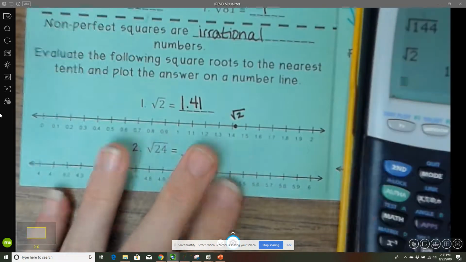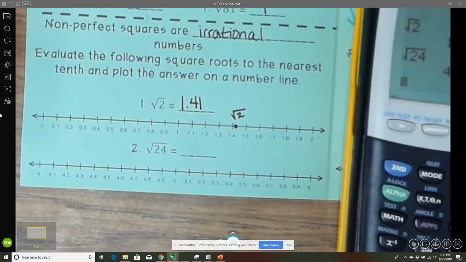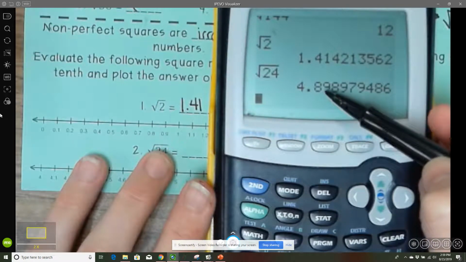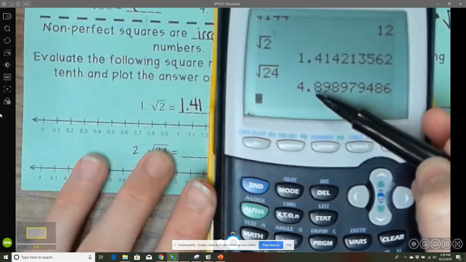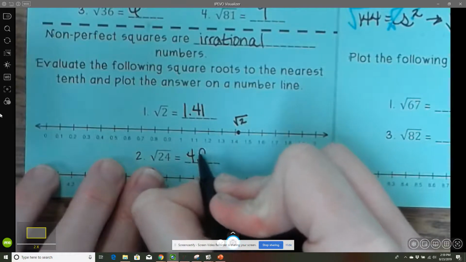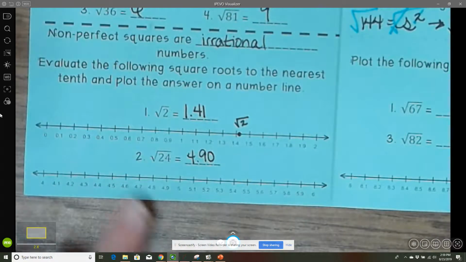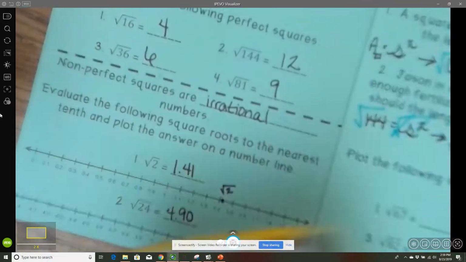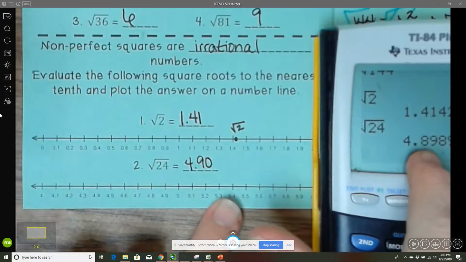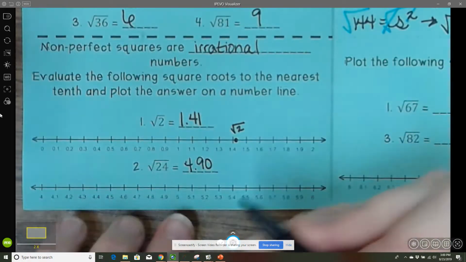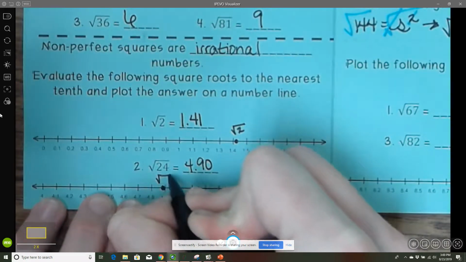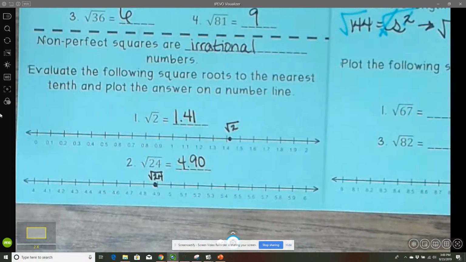All right, the next one is the square root of 24. Again, we're going to round to 2 decimal places. We look at the 8, and the 8 says go up. So the 9 goes up to a 10, and the 8 goes up to a 9. Our answer here would be 4.90. But we know that it's not quite at 4.9, so I'm going to put it really close, but not right on it. That would be the square root of 24.